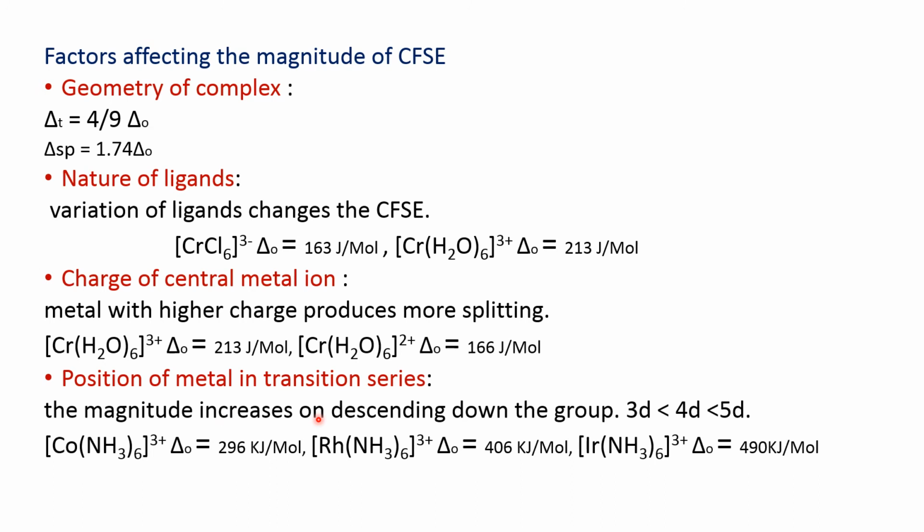At the same time, it also depends upon the position of the metal. The magnitude increases on descending down the group. So this is the third group element, fourth group and fifth group: cobalt, rhodium and iridium. As the delta O value is increasing down the group, you can observe this. So all these are the factors which affect CFSE.